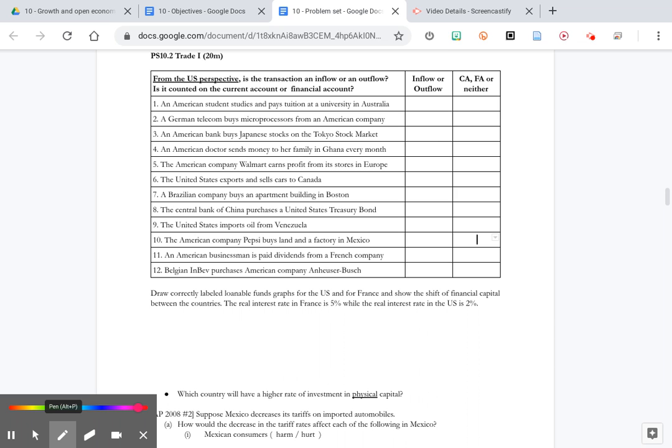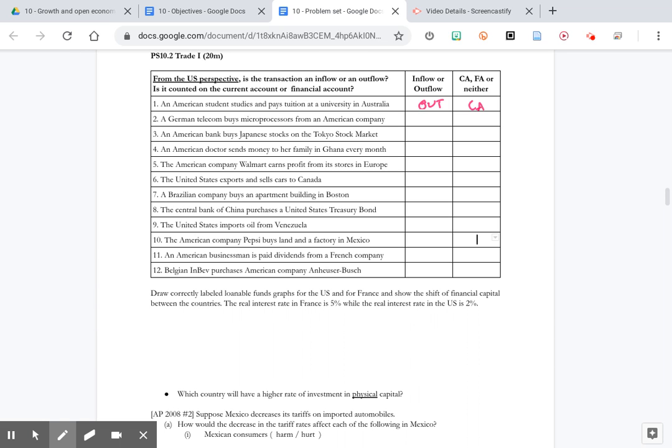An American student studies and pays tuition at a university in Australia. So from a US perspective, is the money flowing in or is the money flowing out from the United States? Well, hopefully you can piece together from this that because they're paying tuition to an Australian university, this is money flowing out. So it's an outflow. And the money is flowing out in exchange for a good or a service. In this case, this is a service. And so we would say it's the current account.